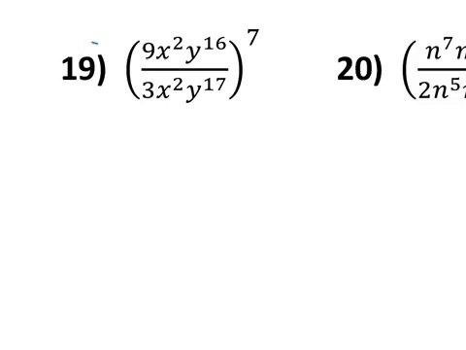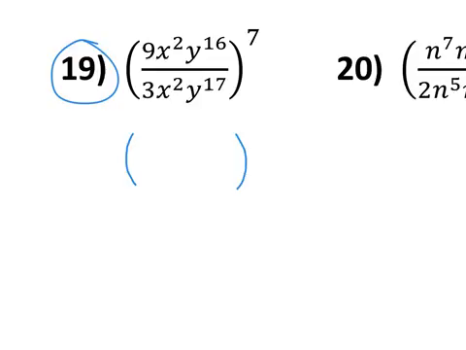So, number 19. First thing to look for, we want to simplify all these terms. You can see that we have a big exponential term within parentheses, and then that whole thing raised to the power of 7. What we want to do is simplify what's in the middle of the parentheses first, and then distribute the 7 afterwards. First thing to notice, we have a 9 out front on the top and a 3 out front on the bottom. Those are just numbers. There's no variables associated with them, so we want to divide those numbers.